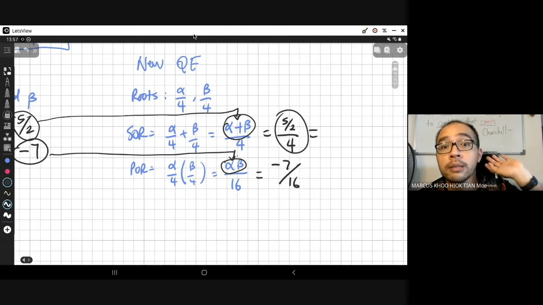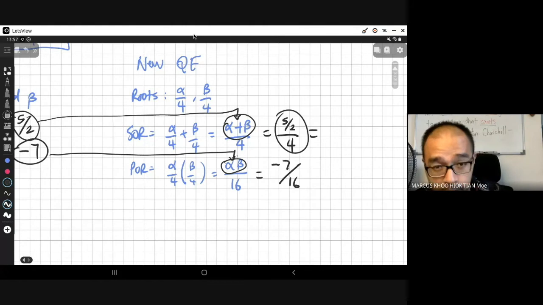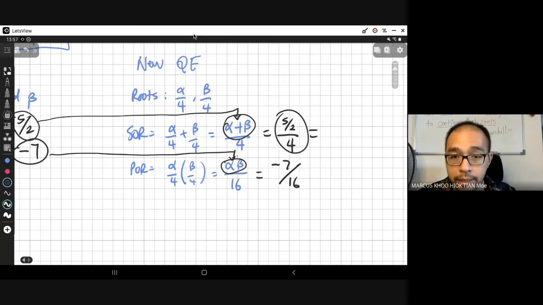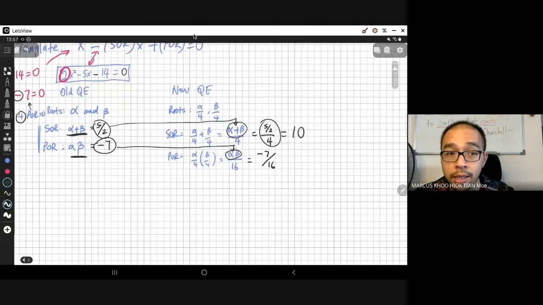It should be 10 maybe? Is it 10? 5/2 bahagi 4, 10 kan? Okay, it's 10. So we can form the new quadratic equation. So kita ada nombor sudah. The sum of roots is 10. The product of roots is negative 7 over 16.